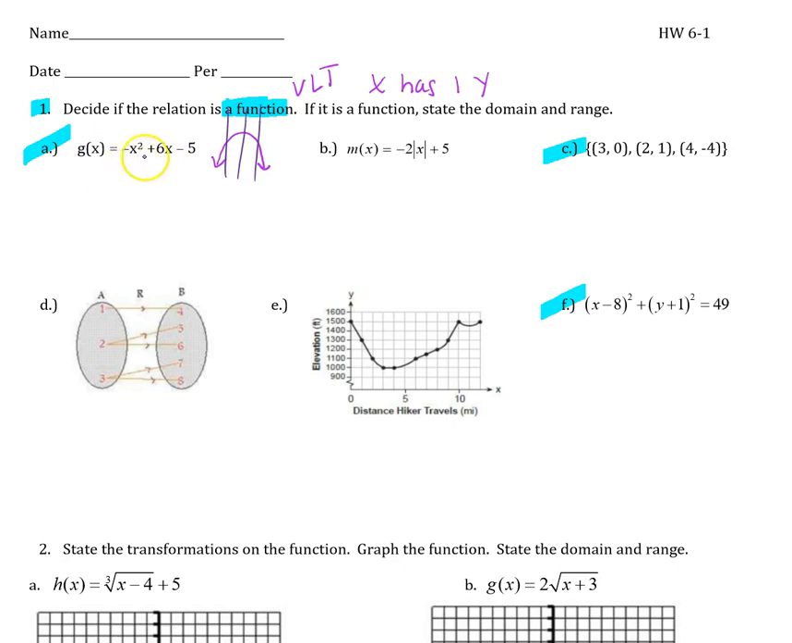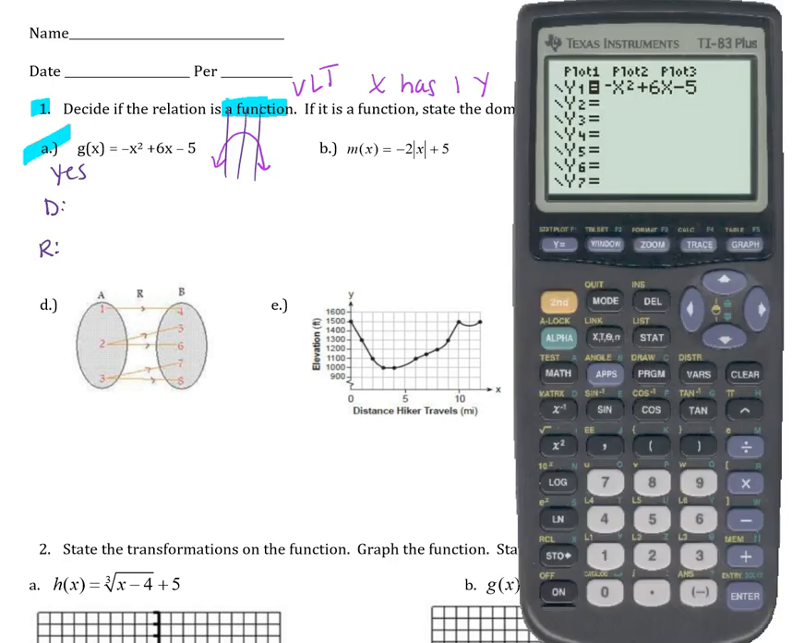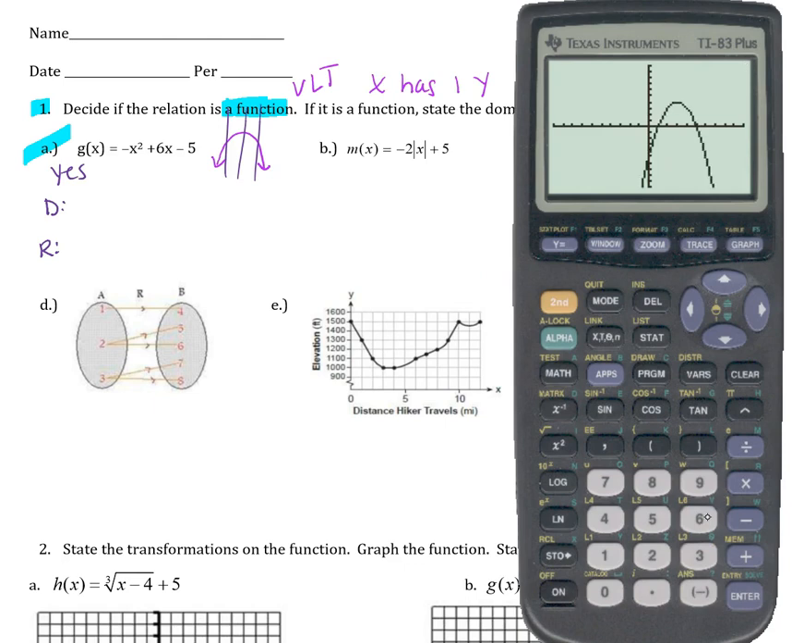So if I actually get a picture of what this looks like, I can then discuss what the domain and range would be. I just have my calculator over here. Here's the equation. I'm going to do a zoom 6 for the graph. Okay, so there's my parabola, and like I said, if I do a vertical line, it's only going to be hitting the parabola once, so it passes.